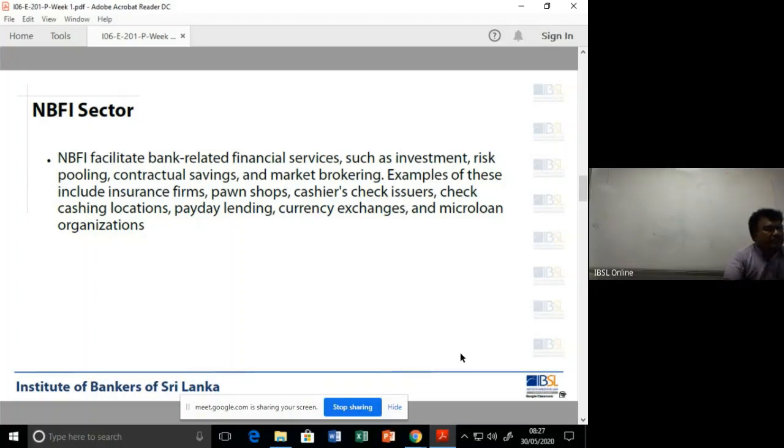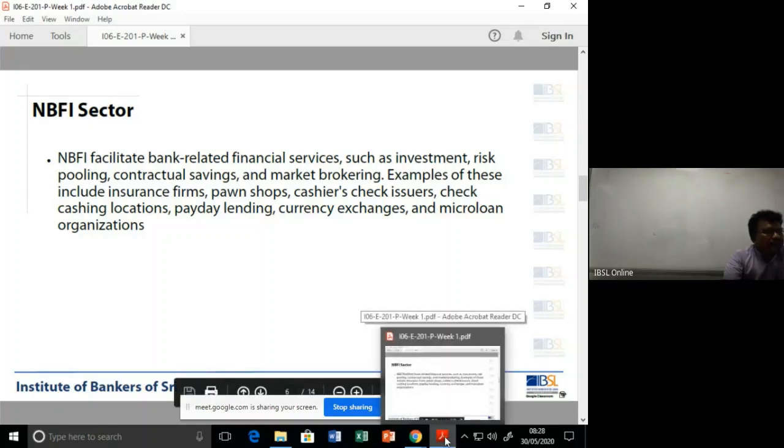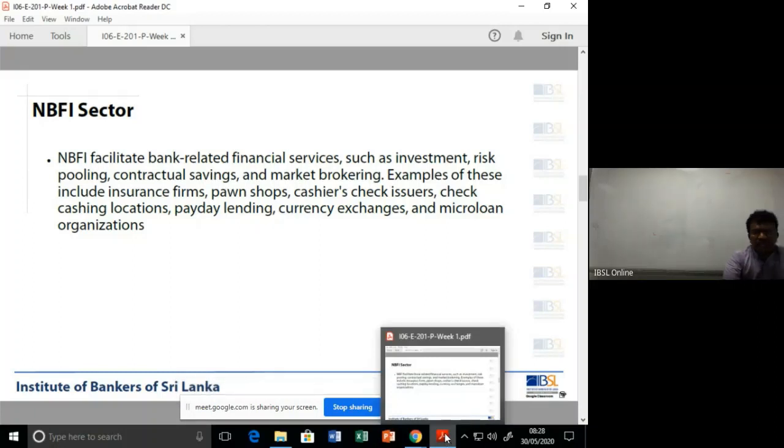Now, once again, we'll read. Insurance, pawn, cashier checks, payday lending, currency exchanges, microloans. These are the activities done by non-bankers. They're almost similar to banks. When you go to a bank, you can do pawning, you can get into foreign exchanges, you can get microloans. At the same time, you can do all these activities with institutions which are not banks. We call them non-banking financial intermediaries, the NBFI sector.